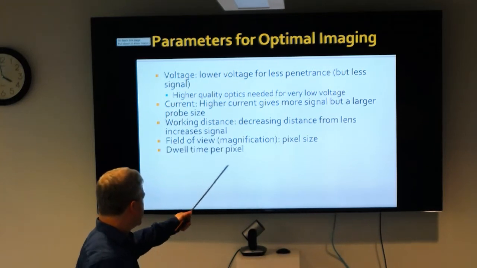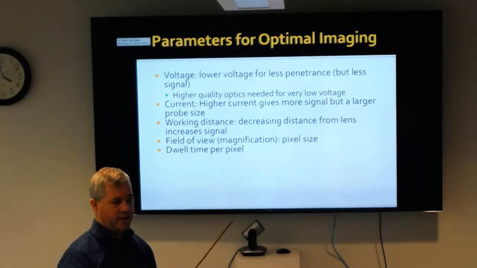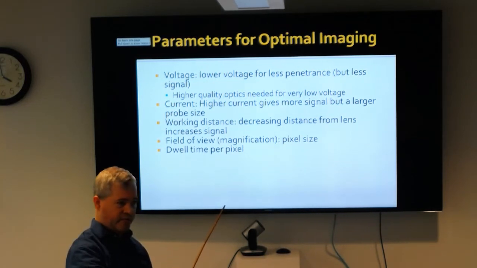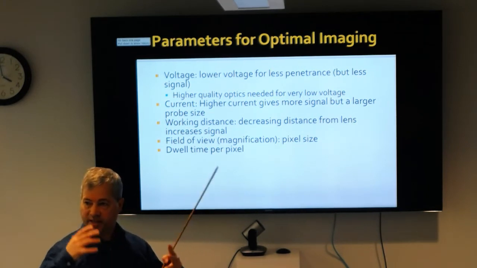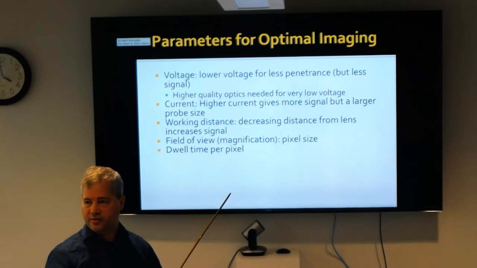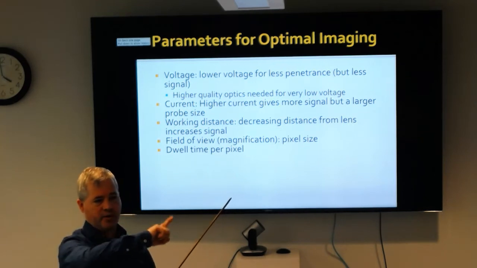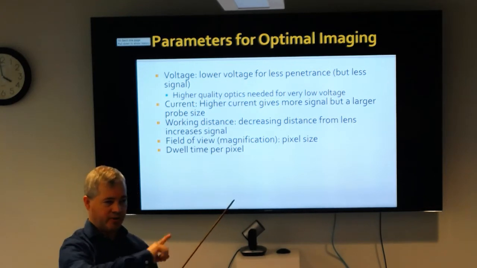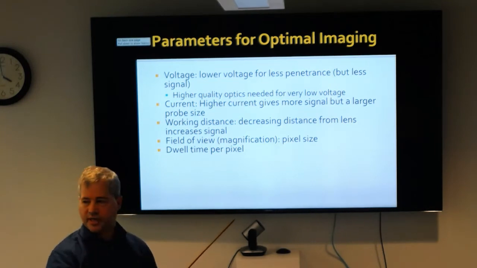There's also the dwell time per pixel to consider, which can give you more signal. If you sit on a pixel for 1 microsecond versus 30 microseconds, you're going to get a lot more signal with 30 microseconds, but it's going to take you a lot longer to image. If you really want the best image, it might take several minutes to scan across your entire sample. But if you don't care so much, or you want more of a live view, you want it to be updating every few seconds.